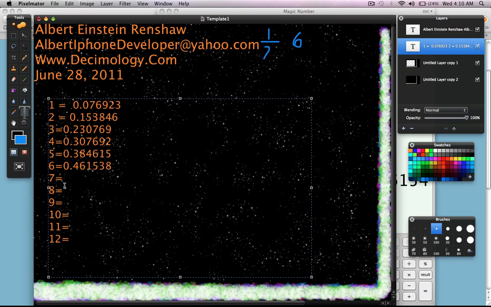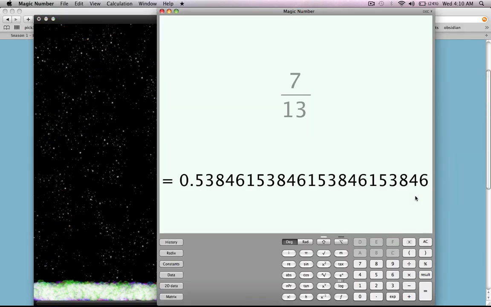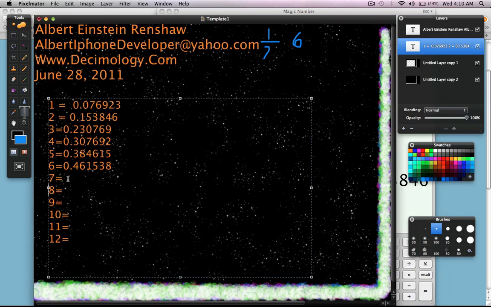0.461538. Now 7/13. This one should go back, I think. No, we're still on the 384615. It starts on the 5. 0.538461. So you can see how here we have 538 and then 461, like if this was repeating, like it will be in the real answer. Here I'm just writing out the repeating part. We got a 538461. Here it is, 538461. So it's just starting later on in the number.